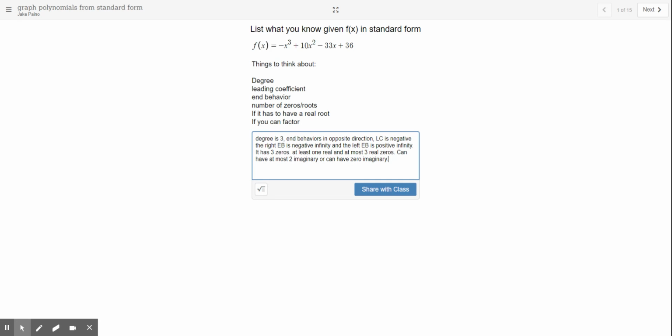Remember, imaginaries have to come in pairs. Okay, so 0, 2, 4, 6, but since it only has at most 3, it can't be 4, can't be 6. It's only 0 or 2. All right.